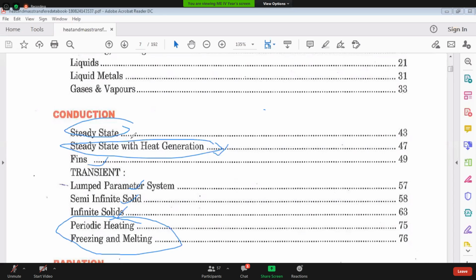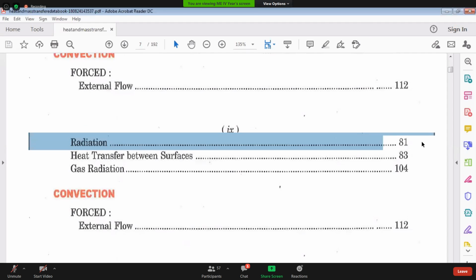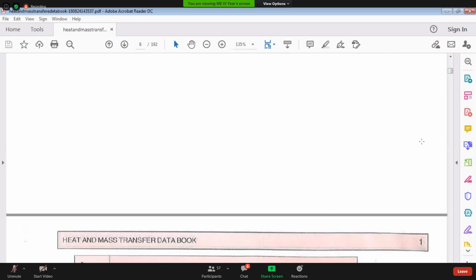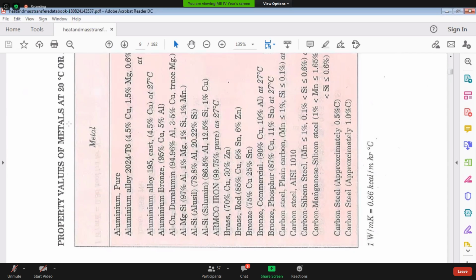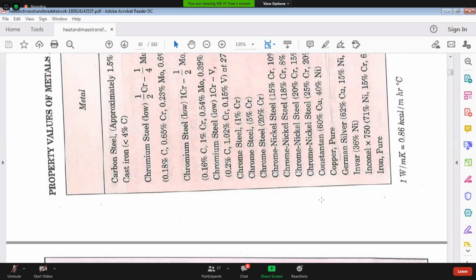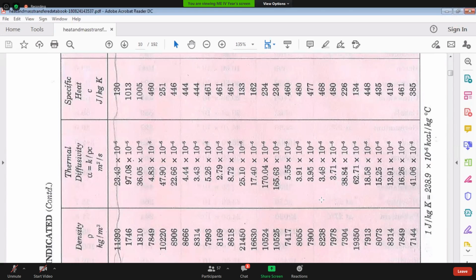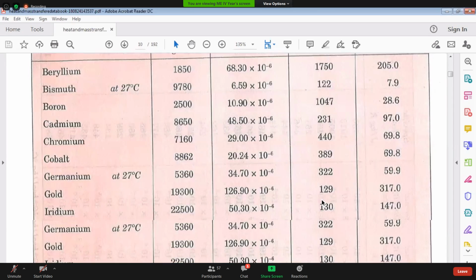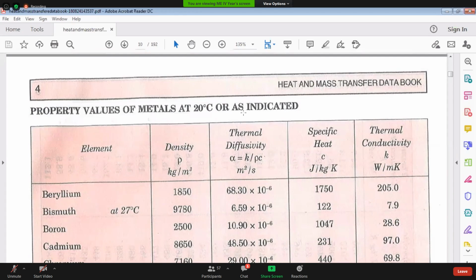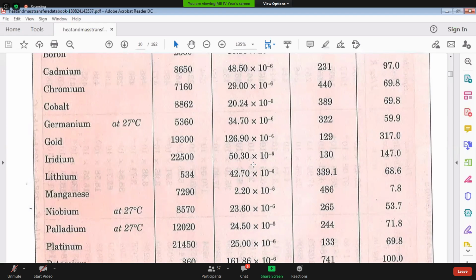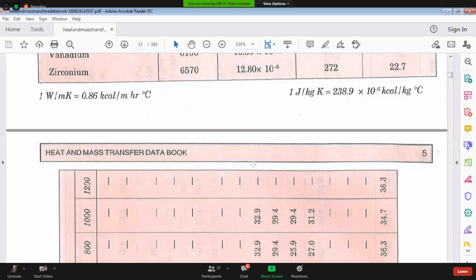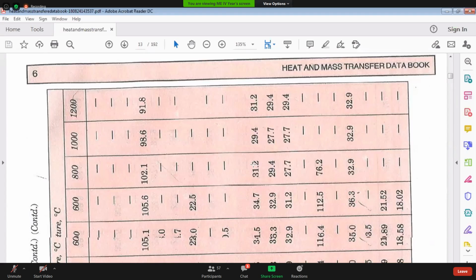Now let us see what the properties are and how to move from one to the next. For example, if I move down, these are the properties. See, the first page: property values of metals at 20 degrees centigrade. Aluminum, bronze, many metals. The next page continues like that. So these are the metals properties. Remaining, the materials only contain properties. So don't bother about the solid properties.